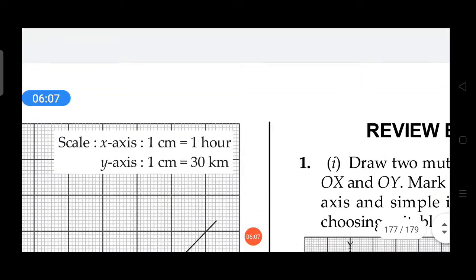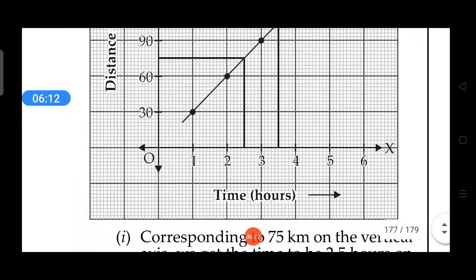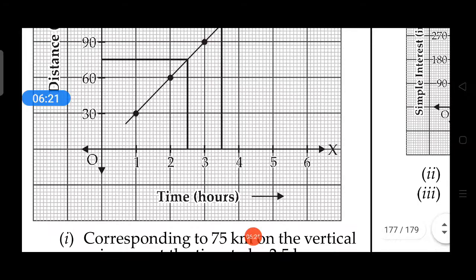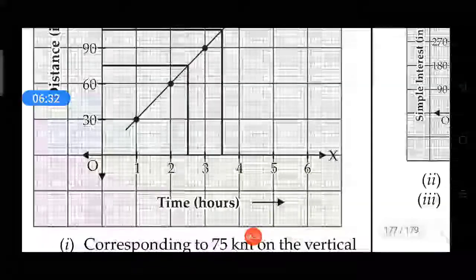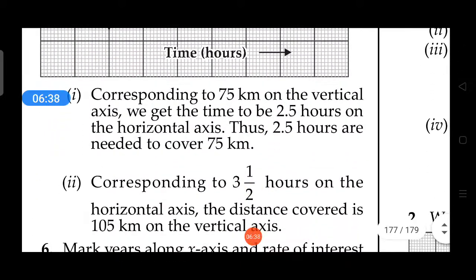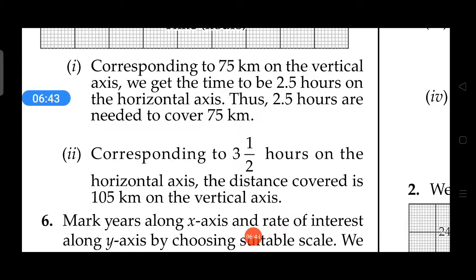So after that if you draw a graph, that will give us a linear graph, the time distance graph. And here the time taken by Ajit to ride 75 km, so 2.5 hours needed to cover 75 kilometers. And next answer, 3.5 hours on the horizontal axis, the distance covered 105 km on the vertical axis.